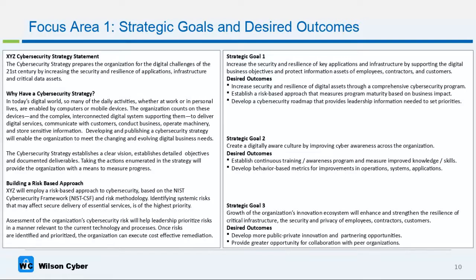And then finally, strategic goal number 3 is growth of the organization's innovation ecosystem, enhance and strengthen the resilience of critical infrastructure, security and privacy of employees, contractors, and customers. Desired outcomes: develop a more public-private innovation and partnering opportunities. And one of the benefits of using standard frameworks is it enables public-private innovation and partnering, because other organizations who are using the same frameworks can share information consistently. And second, we want to provide greater opportunity for collaboration with peer organizations.